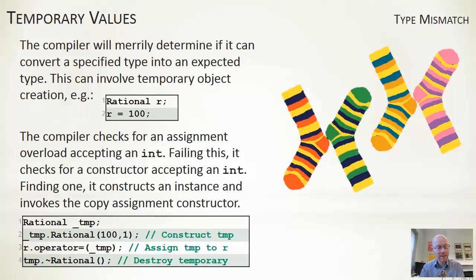And you can see the potentially 4 lines of code that get to be executed at the bottom for our rational number, constructing it, and then using the copy assignment constructor to copy it across, and then finally we need to delete the temporary variable.